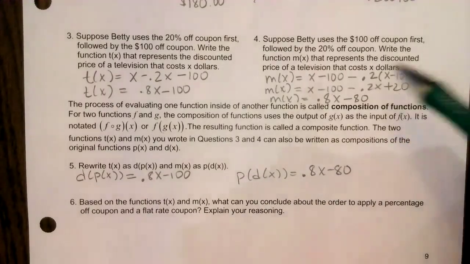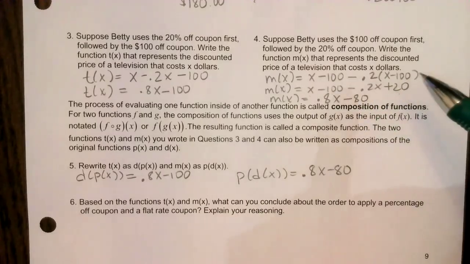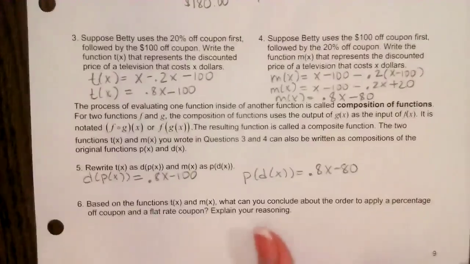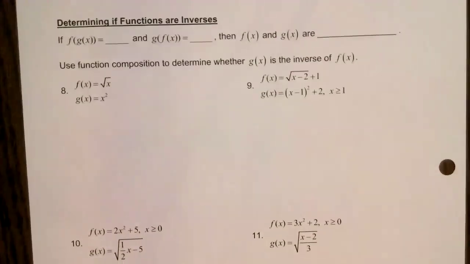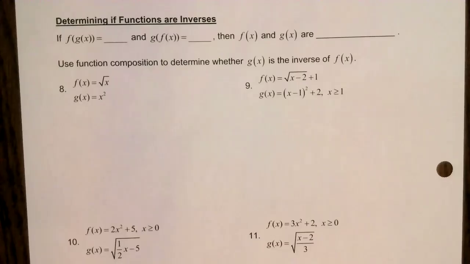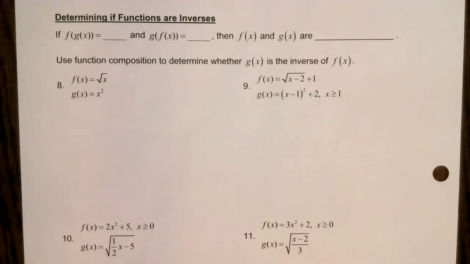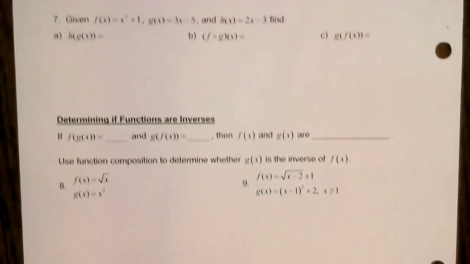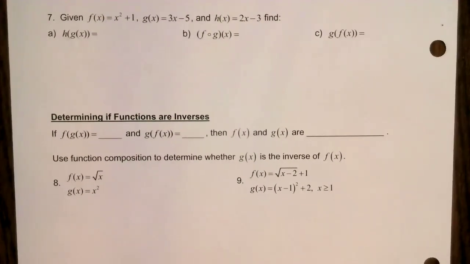Those can be written as compositions because that's what we did here. We plugged one into the other equation. All right, we're going to see that now in math terms. Given that f of x equals x squared plus 1, g of x is equal to 3x minus 5, and h of x is equal to 2x minus 3, find the following compositions.